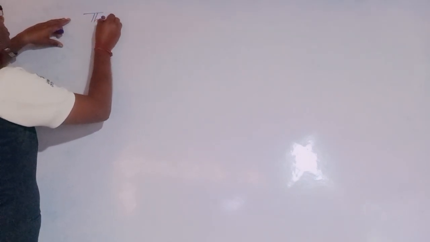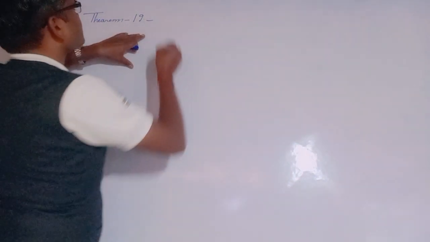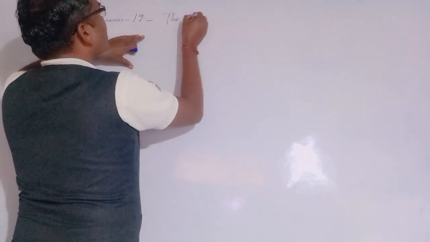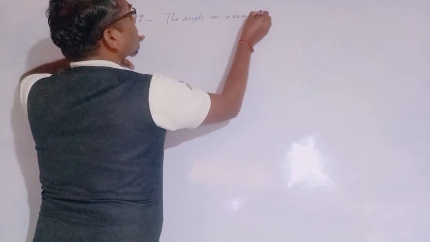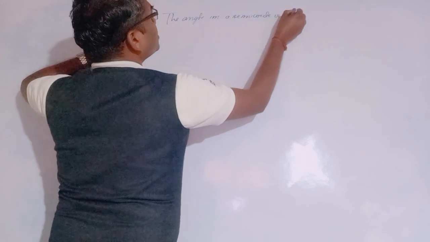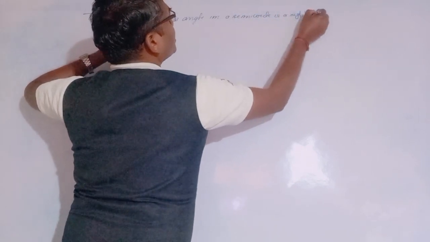So first of all, we will discuss here the circles and theorem 19. According to this theorem, the angle in a semicircle is a right angle.